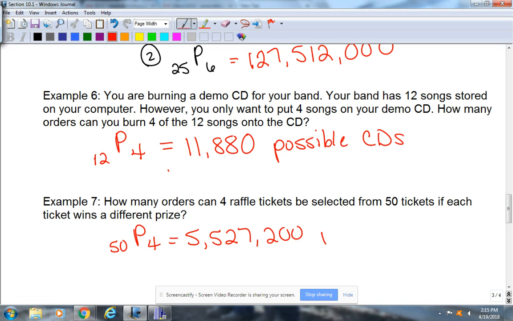527,200. Winners. I'm going to say possible ways to win prizes. Well, I'm an overachiever. To win prizes. Yeah, there you go.